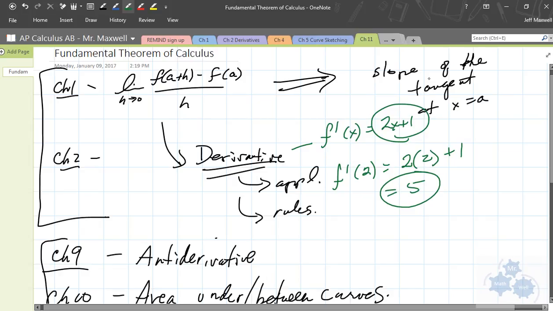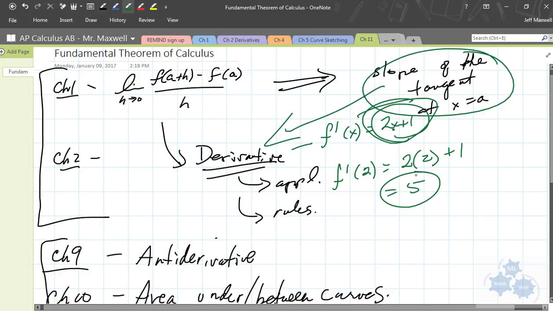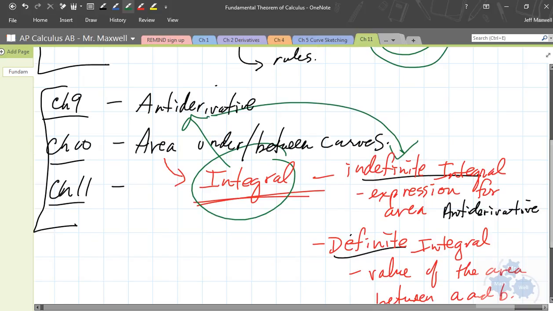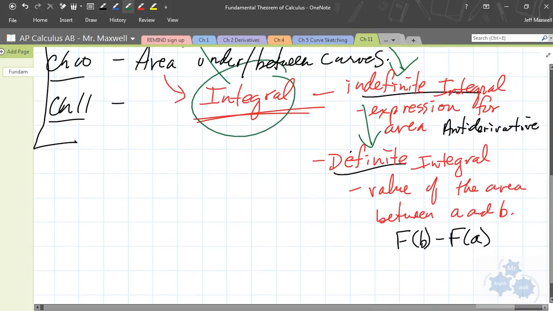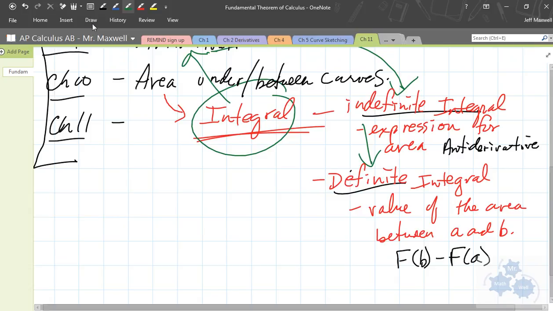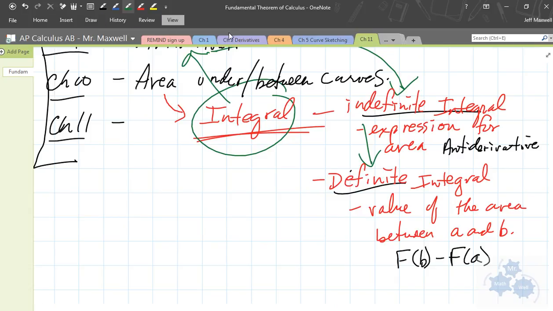So the slope of the tangent actually is a derivative. We can find the expression for the derivative or the value of the derivative. The integral is actually the antiderivative. The indefinite is just the antiderivative statement, and the definite is the value of the area. So you see those connections there? Let me just get this all on one screen for you. Let me see if I can do this.